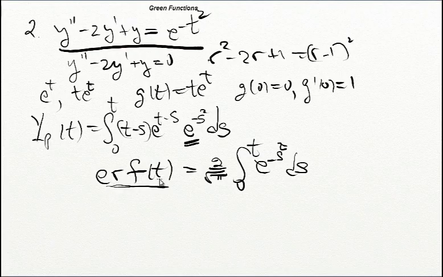Final comment: this method of the Green function is more or less equivalent to the method of variation of parameters. And in fact, that is shown in the notes when the Green function method is extended to variable coefficients. I'll let you look that up on your own.